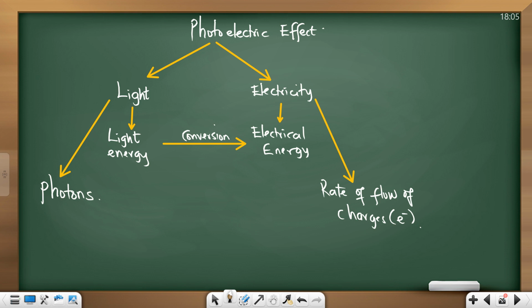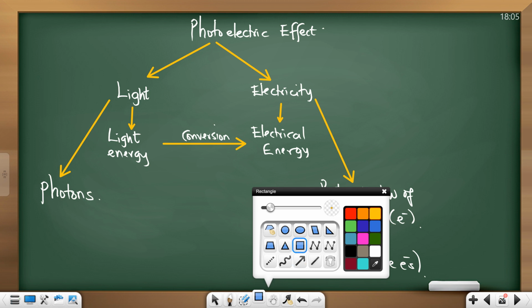Now, when I talk about electrons, where are electrons hiding? Electrons are hiding in metals. Grade 10. Metals have what? Free electrons. And that's why they can conduct electricity. There's a whole lot of grade 10 stuff in here. A lot. Okay. Before we go ahead and define photoelectric effect, I'm going to add something to this.